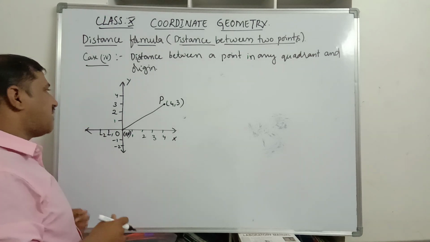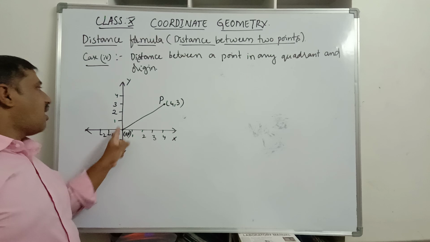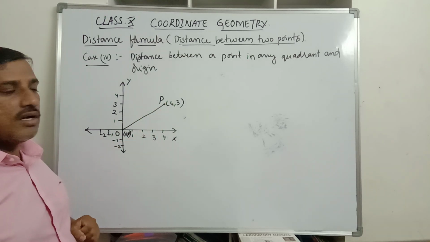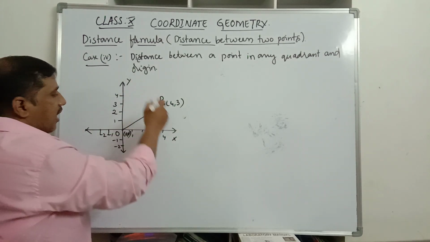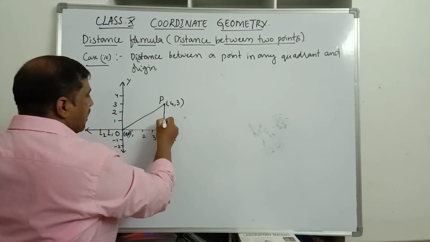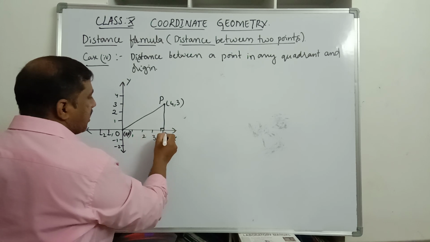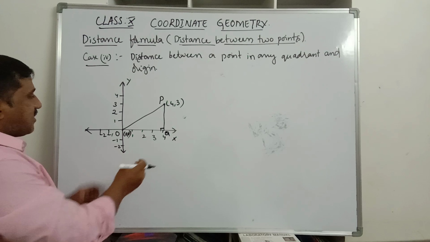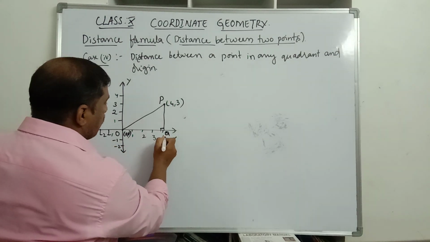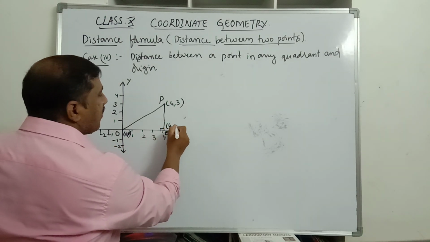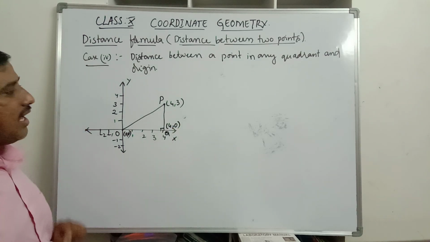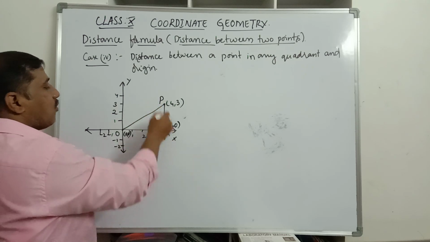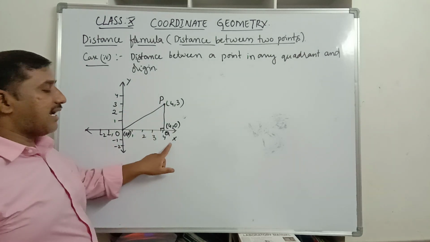So how do we find the distance between the origin and a point? What are the coordinates of the origin? It is 0 comma 0. So to find that, draw a perpendicular. Let this be the perpendicular drawn here. Let this point be Q. What are the coordinates of point Q? Here x is 4 and y is 0. 4 comma 0. Again we get a right angle triangle PQO, where angle Q is 90 degrees.